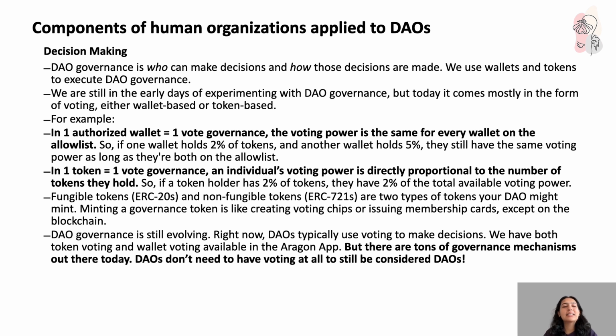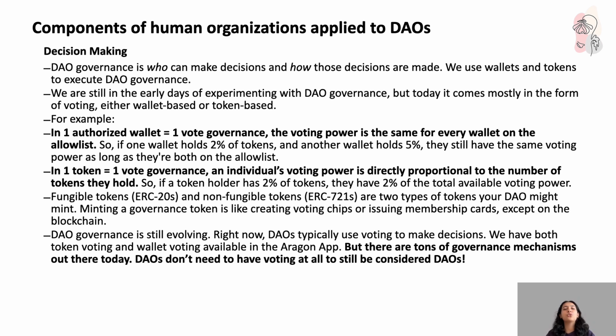DAO governance is still evolving. Right now, DAOs typically use voting to make decisions. We have both token voting and wallet voting available in the Aragon app. About the Aragon app, I guess we're going to take one more lecture and then we're going to talk about Aragon in detail. But there are tons of governance mechanisms out there.